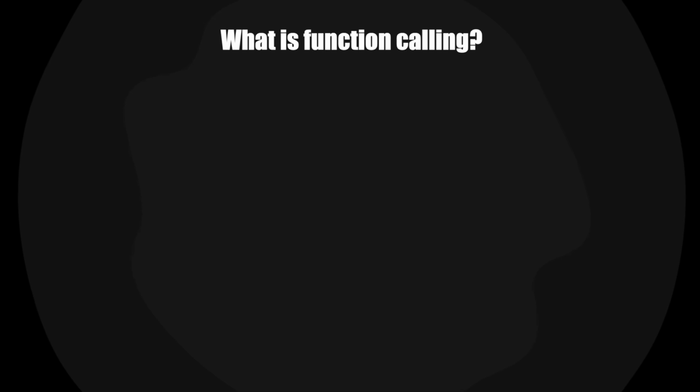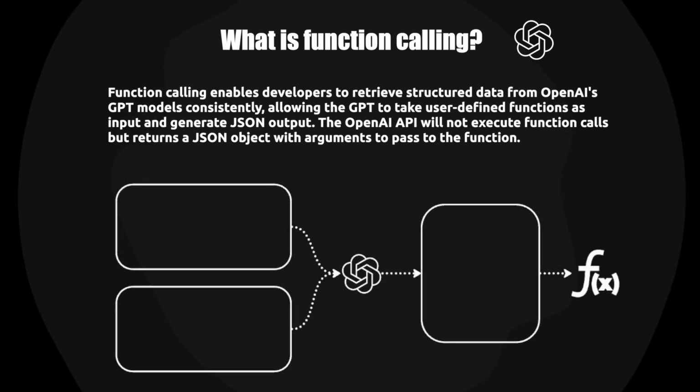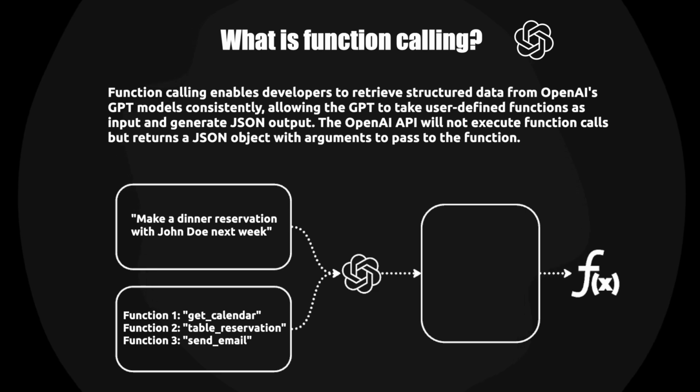So what exactly is function calling in the context of OpenAI and LLMs? Function calling enables developers to retrieve structured data from OpenAI's GPT models consistently, allowing the GPT to take user-defined functions as input and generate JSON output. The OpenAI API will not execute the function, but will generate the arguments needed to call the function. The way it works in a nutshell is that a user will send a request formulated in natural language. The language model is provided with a list of function descriptions that allows it to return the JSON data needed to make the correct function call. This is possible because GPT-4 is specifically fine-tuned to increase function calling accuracy and reliability.